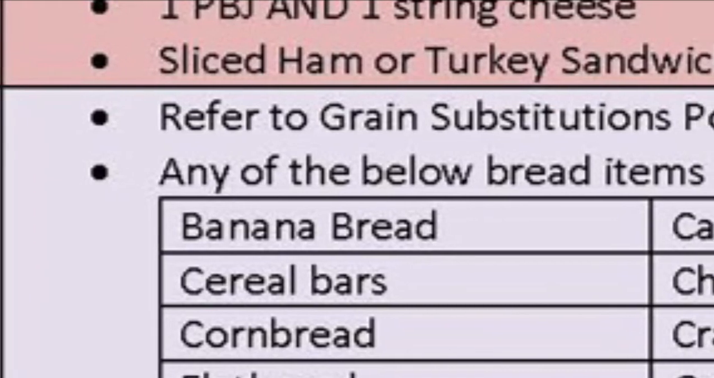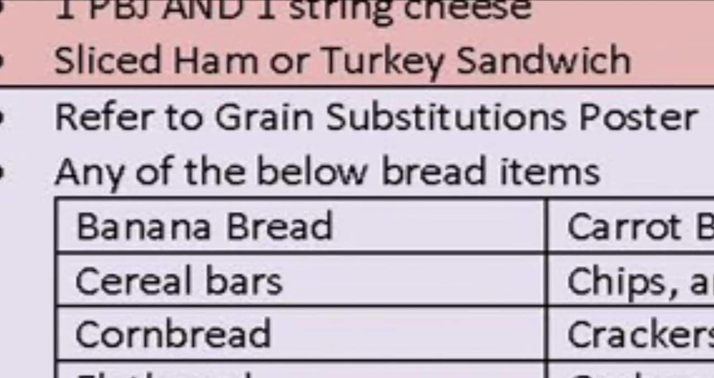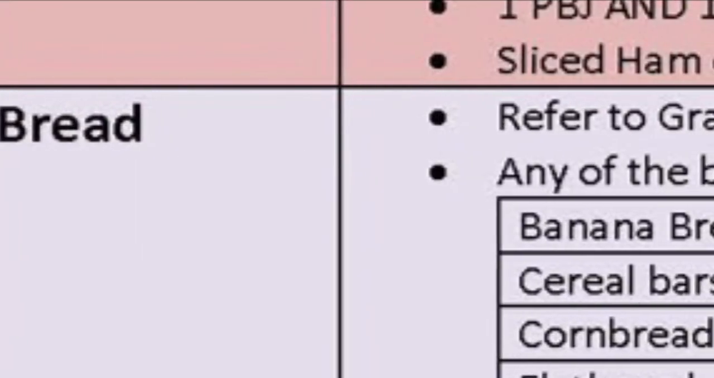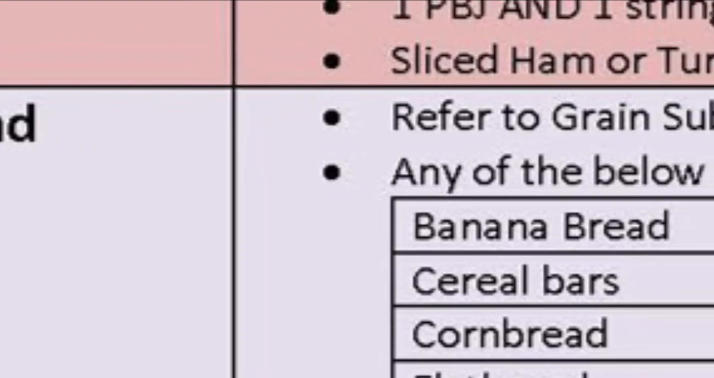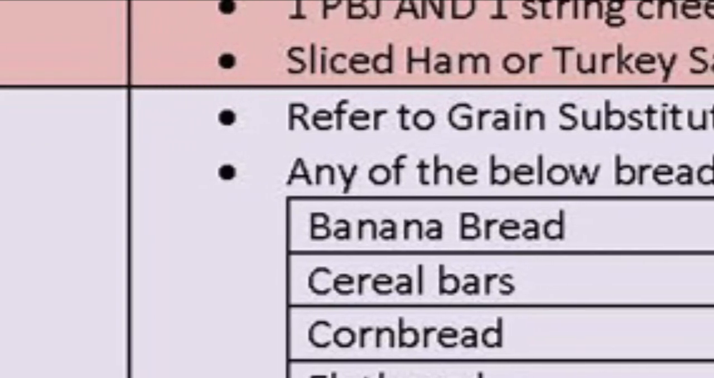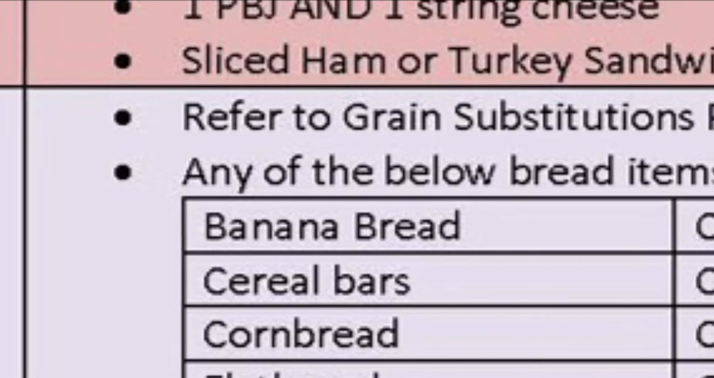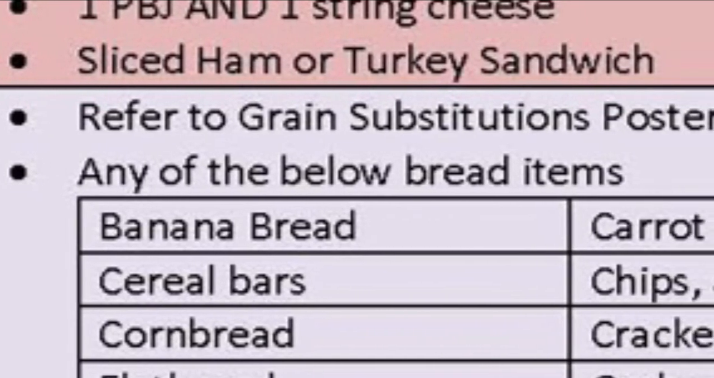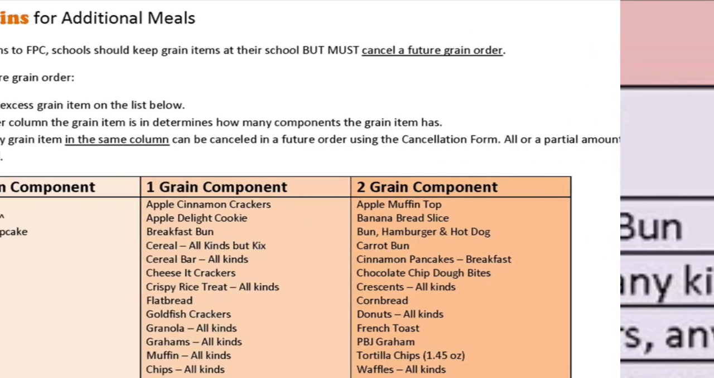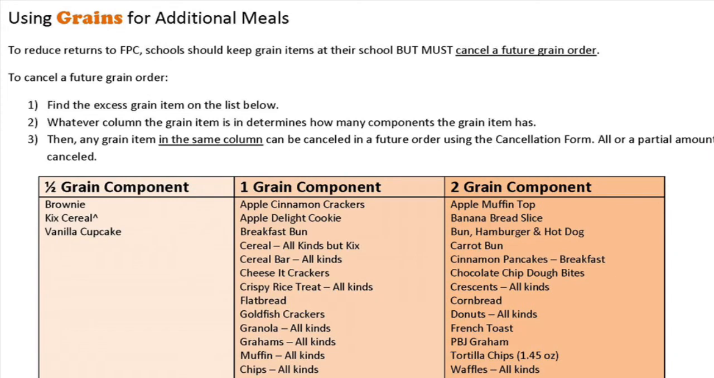When referring to the guide, it gives you 2 options. Either 1, refer to the grain substitution guide, or 2, use the items listed here. These items are listed because they have a larger grain component and would cover either a 1 grain or a 2 grain. You could also access the next page in the grain guide for more detailed information.